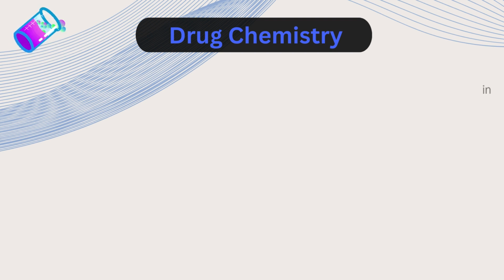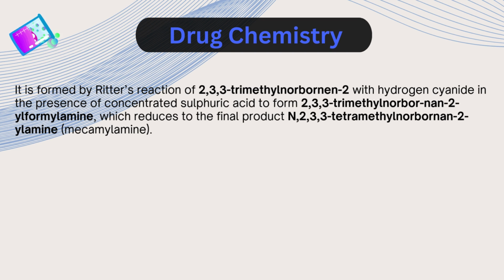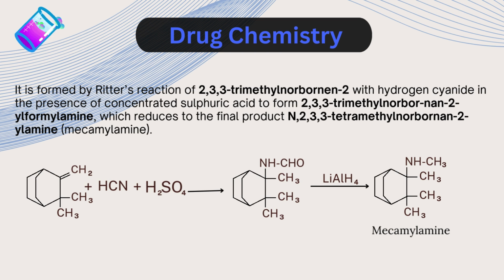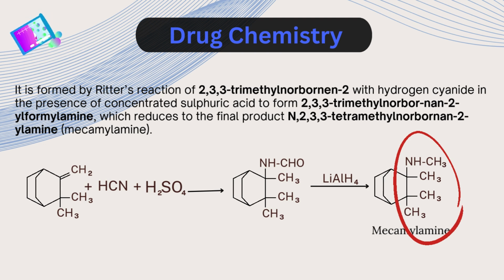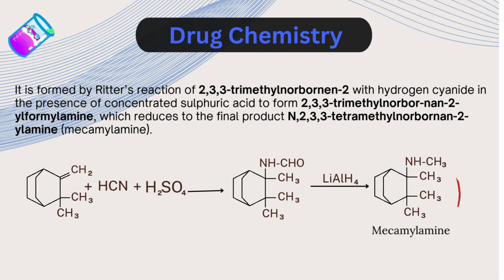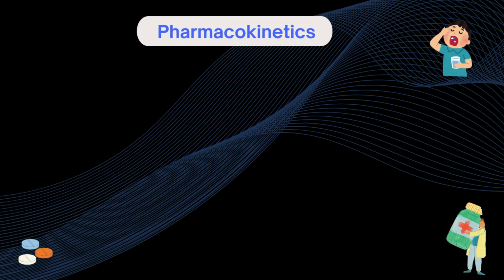It is formed by Ritter's reaction of 2,3,3-trimethylnorbornene-2 with hydrogen cyanide in the presence of concentrated sulfuric acid to form 2,3,3-trimethylnorbornan-2-isoformylamine, which reduces to the final product N,2,3,3-tetramethyl-norbornan-2-amine, mecamylamine. Here you can see the reaction, and the final product is mecamylamine with 4 methyl groups and 1 secondary amine functional group. Now, we will discuss the pharmacokinetics of mecamylamine.